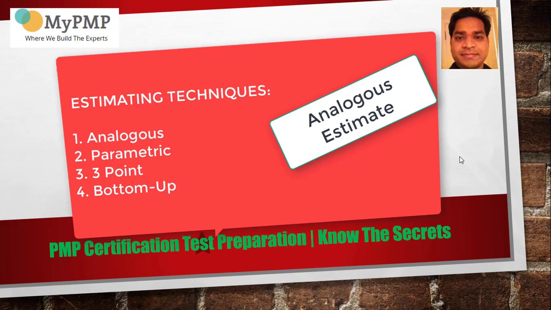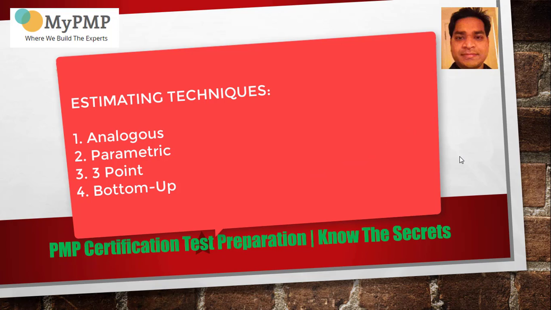We look at similar projects that we have done earlier in the organization, or some other sources of information that can be found from knowledge bases. Based on that, we approximate what the estimate could be for the current assignment. That is analogous estimating. And there is also something known as parametric estimating.